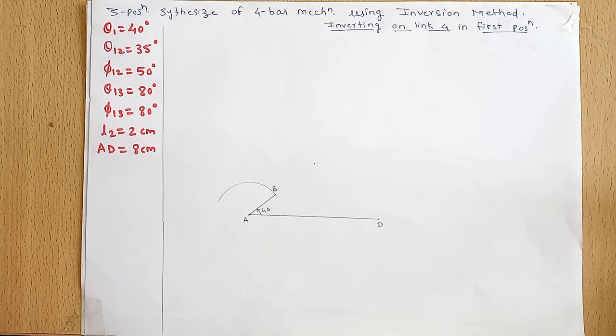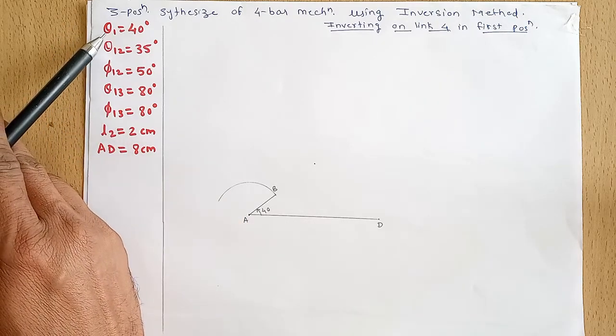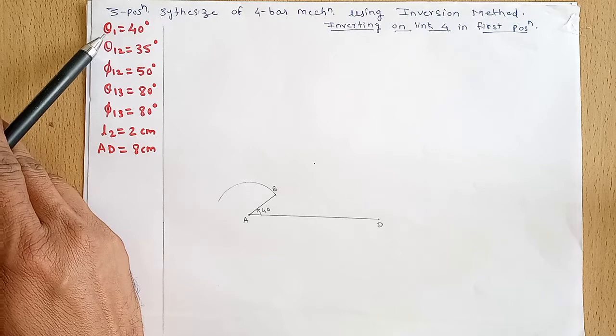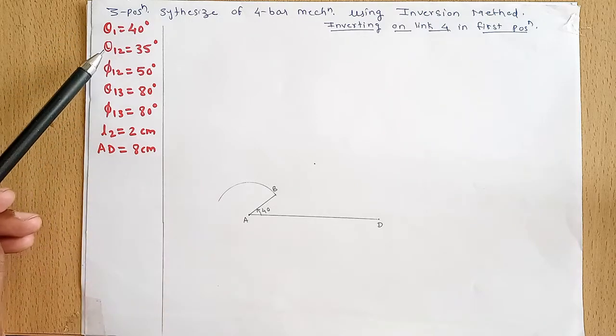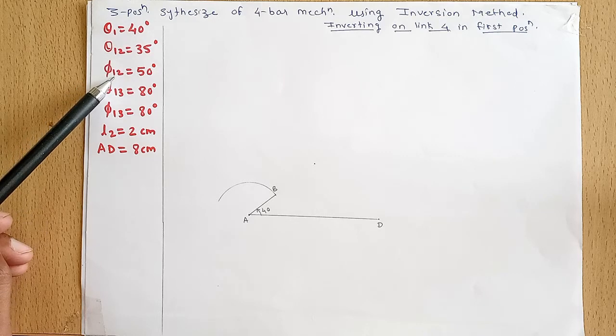In this session, we will see how to synthesize a 4-bar mechanism for 3 positions using the inversion method. I'll read the problem statement. Initial inclination of the crank, that is the input link, is given as 40 degrees. Angle between the first and second position of the crank is 35 degrees. Angle between the first and second position of the output link is 50 degrees.